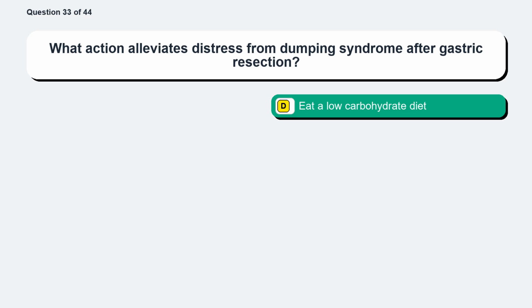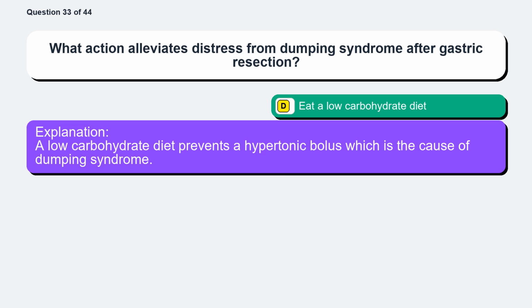The correct answer is option D. Eat a low carbohydrate diet. A low carbohydrate diet prevents a hypertonic bolus, which is the cause of dumping syndrome.